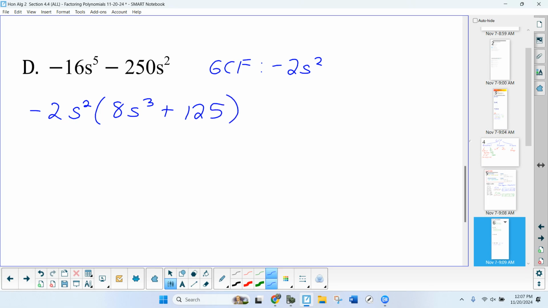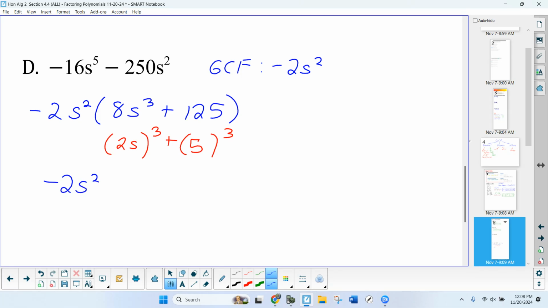Okay, factored out a negative because the leading term was negative. A 2 is the biggest number, and s squared. Now, what's left is a binomial. You need to see, do I have a difference of squares, sum of cubes, or a difference of cubes? We have a sum. Is this 2 perfect cubes? This is 2s, because what multiplies together to give you 8 three times? 2. And this would be 5. Okay, so I'm going to bring my GCF down.